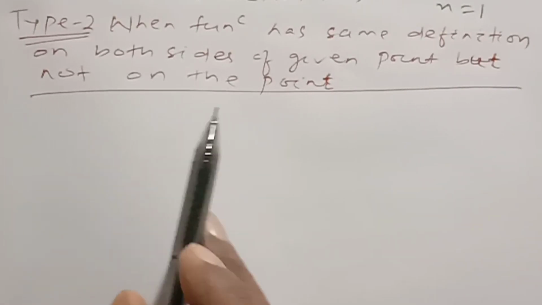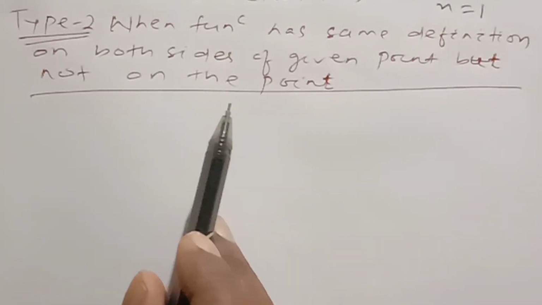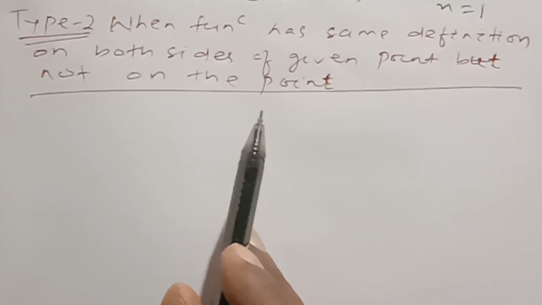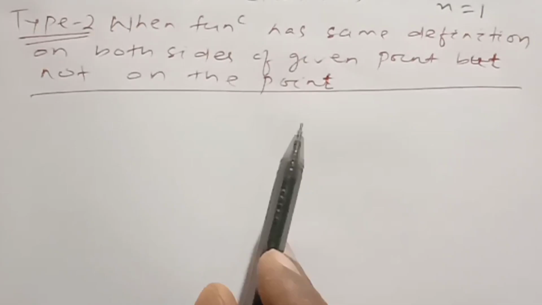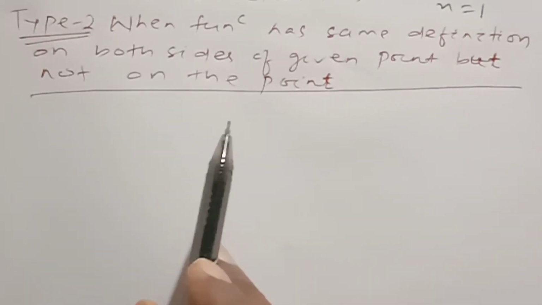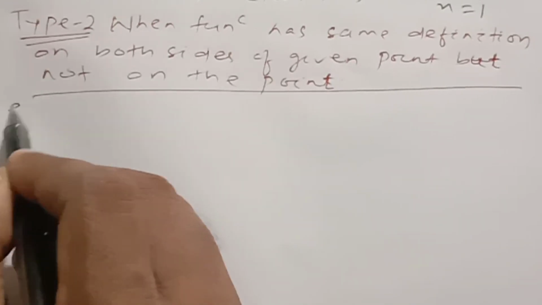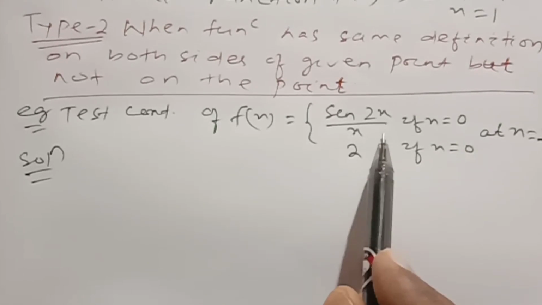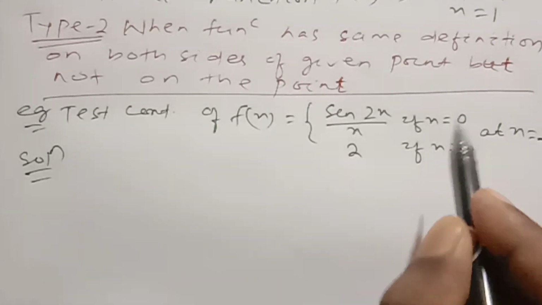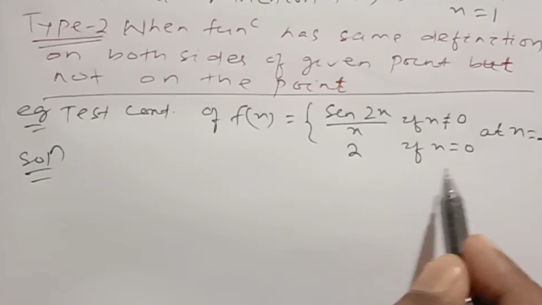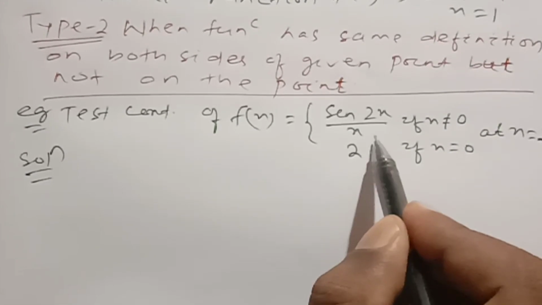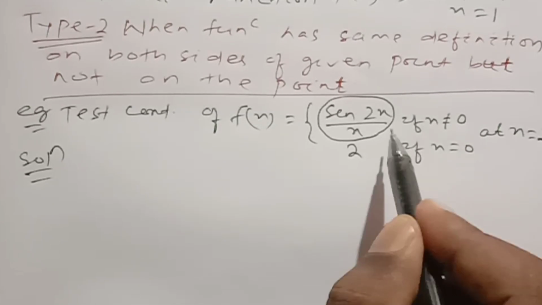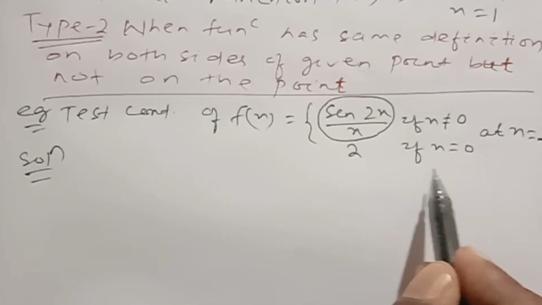Type 2, when function has same definition on both sides of given point but not on the point. That means x का जो वैल्यू दिया जाएगा वो दोनों तरफ सेम रहेगा बट ऑन द पॉइंट सेम नहीं रहेगा. किससे? टेक एन एग्जाम्पल. लुक एट हियर. टेस्ट कंटिन्यूटी ऑफ f of x is equal to sin 2x by x if x not equal to 0, 2 if x is equal to 0. सो देखो हियर फंक्शन का 2 वैल्यूज दिया गया है. एक दिया गया है x नॉट इक्वल 0 एंड अनदर वैल्यू 2 है जहाँ x इज इक्वल 0.